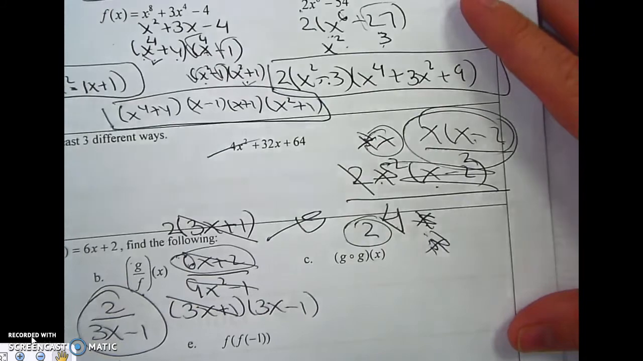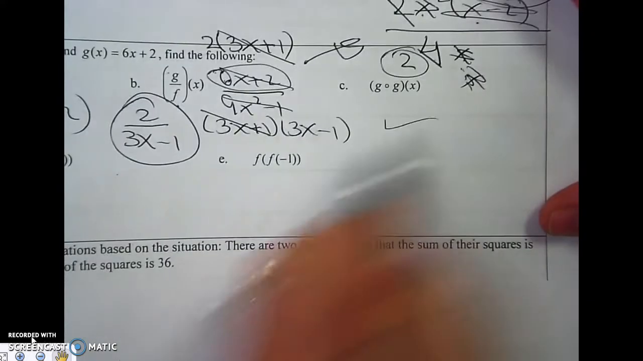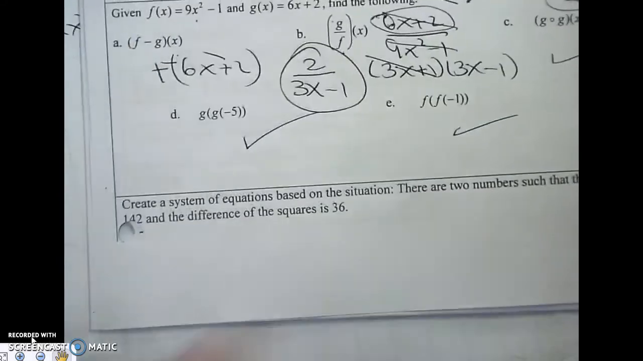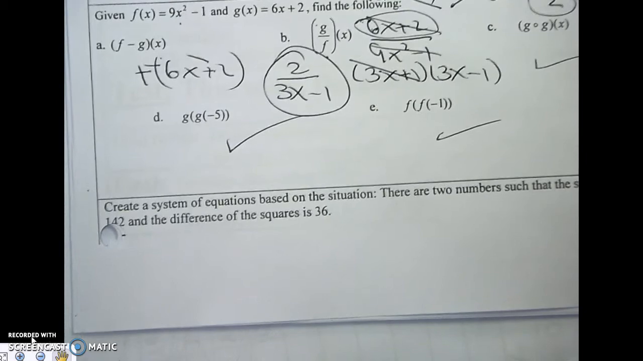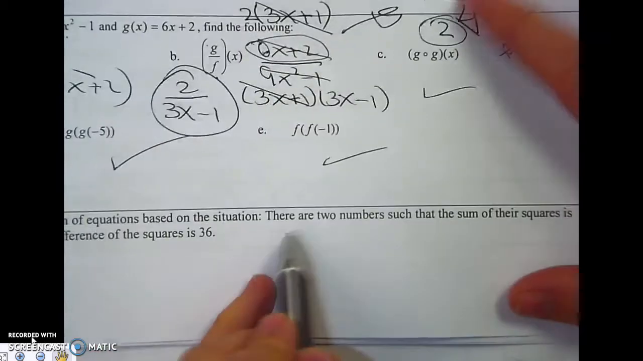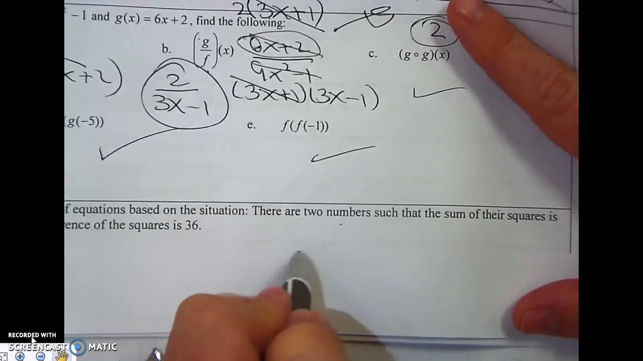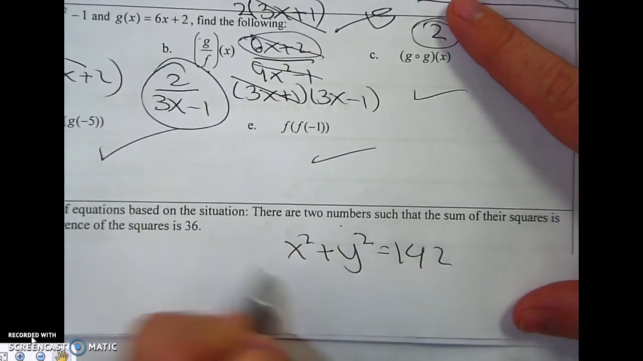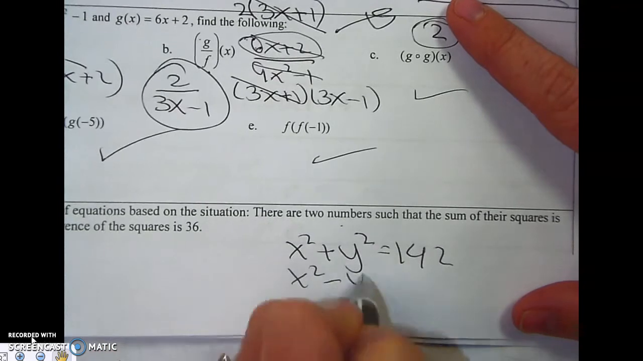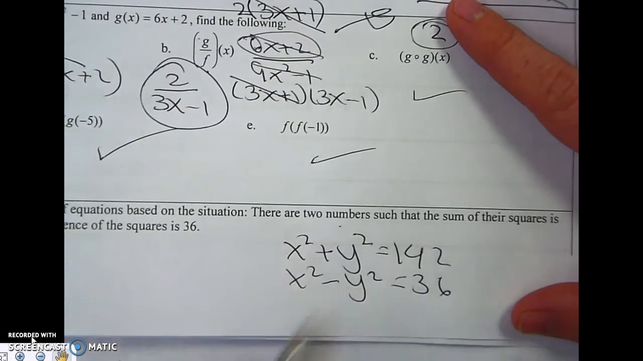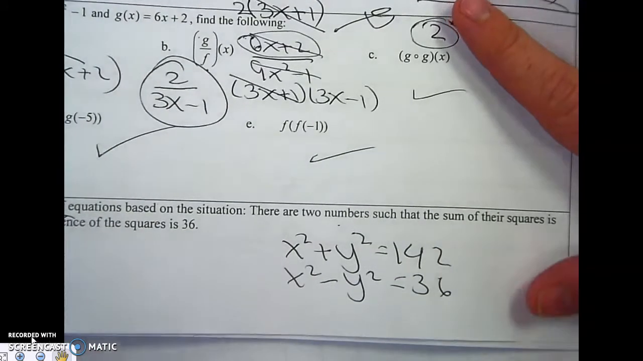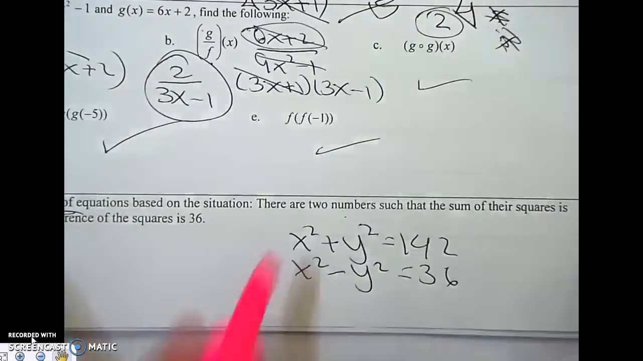Just as another example. All right, I think you're good on these because I went over it on the first review. Let's create a system. I'm going to ask you to create a system. It's not letting me zoom out or zoom in for some reason. Sorry. There are 2 numbers such that the sum of their squares is 142, and the difference of their squares is 36. For the test, since it's a 15-minute period, I'm only going to ask you to create a system. For bonus, I will let you solve it.